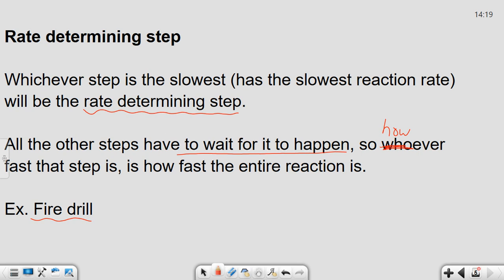We're going to be using that in future lessons when we talk about how we can mathematically calculate how fast a reaction will go, because one of the important things is you got to know which step makes it fast or which step makes it slow before you can start using some math on that.